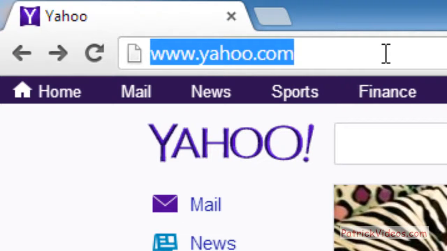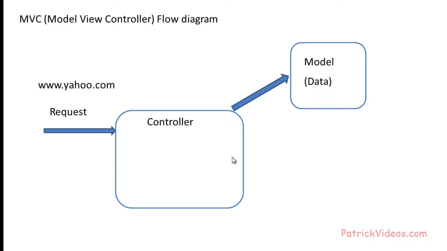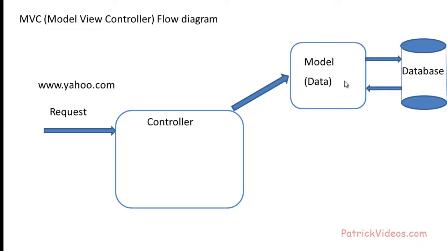In a web browser, when someone types in a URL like yahoo.com, it is considered a request. This request calls a program called a controller. Don't worry about what a controller is for now. It's just a program. It will call a program called a controller. This controller in turn may or may not call a program called a model. This model represents data. This model in turn may or may not call the database and fetch the data. And then if it fetches the data, it will send it back to the controller.